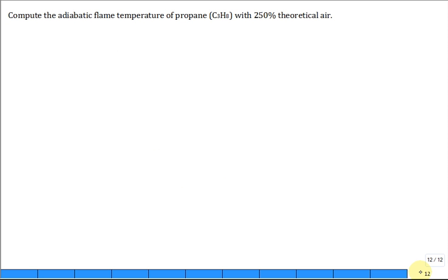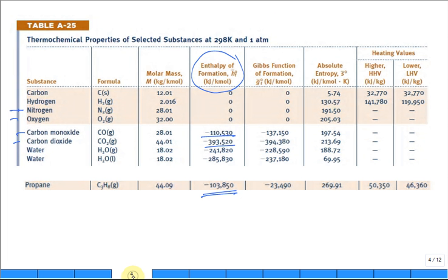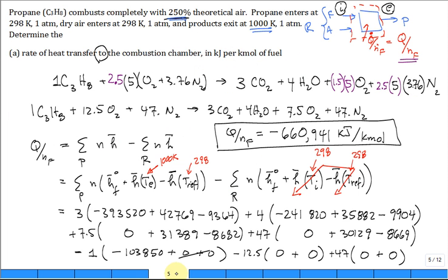The best way to do it is solve a problem like this. So it says compute the adiabatic flame temperature of propane with 250% theoretical air. We did this one already, 250% theoretical air, true? So let me go back and grab this equation right here.